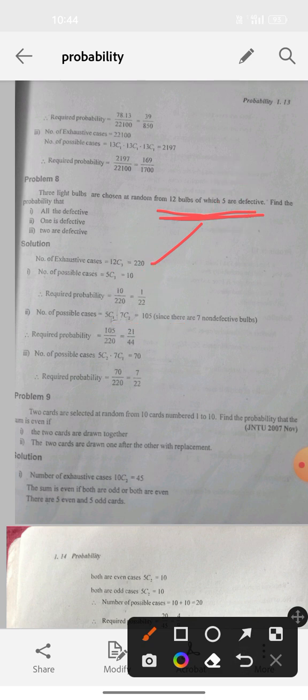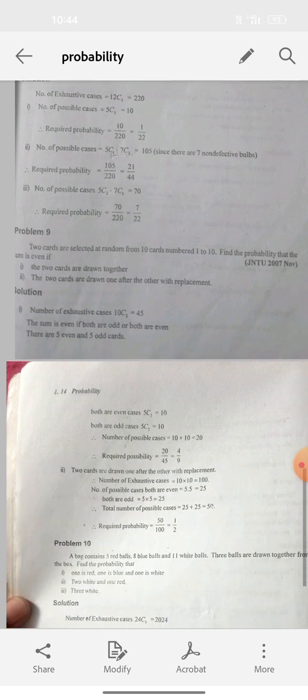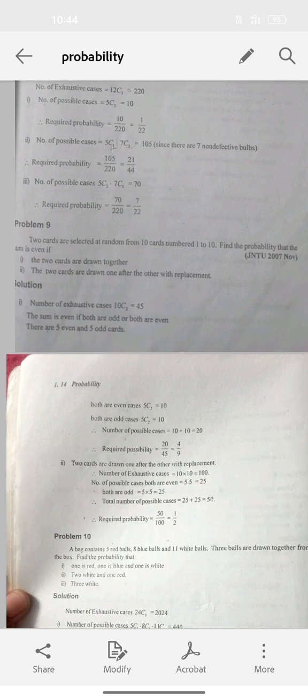Now the third one is 2 are defective. So from these 5 you need to select 2. So 5C2 into, from the remaining 7 good bulbs you need to select 1. So 7C1, 70 divided by 220. So that's the 8th problem. Now going to the 9th one.